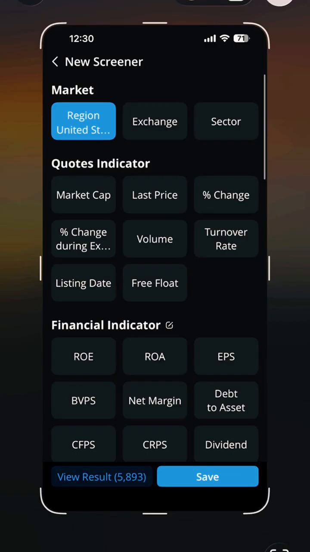Now we're gonna go over to the next one right next to market cap, and it says last price. When you're using a screener, you can filter your stocks based on the last price. This one's simple. It's just the stock's current price. Why does that matter? Because it lets you set a price range that fits your budget or your strategy.